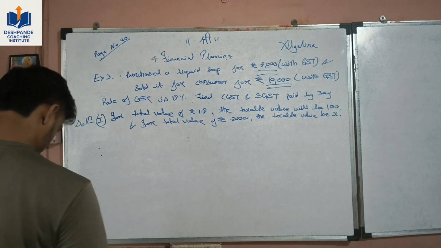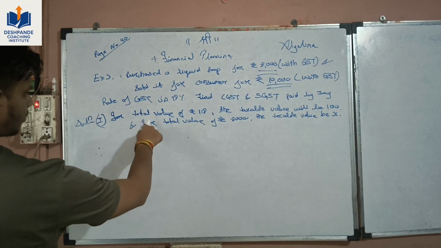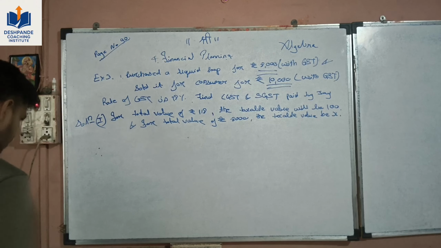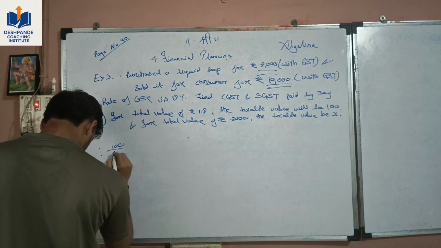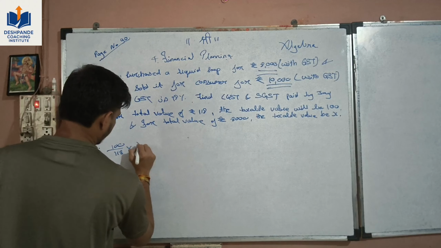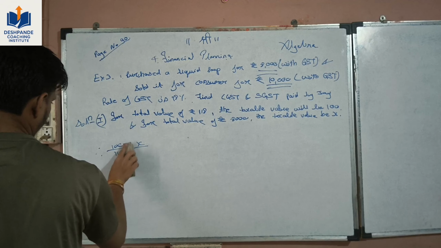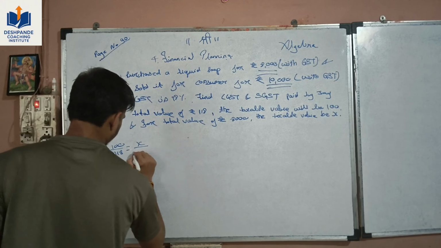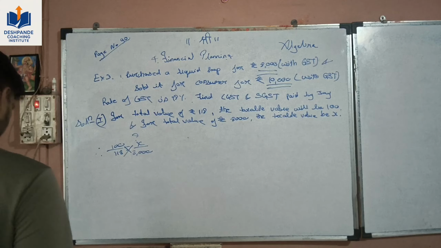So if the taxable value is 100, the total value is 118. By this, in the first line we will write 100 upon 118 into 100 is the taxable value. In the second line, X is the taxable value and the total value is 8,000. So we want to find X. We can cross multiply and find X.